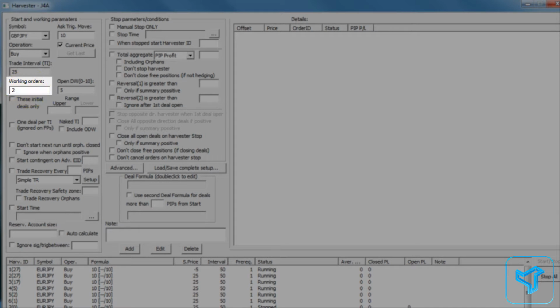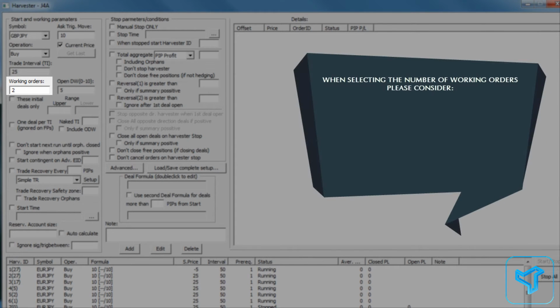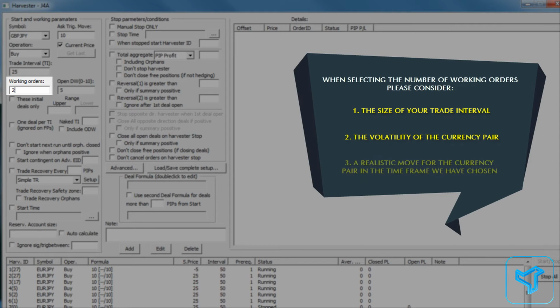Now we can tell the platform how many working orders we would like to place. Let's say 2 for this demonstration. But like all of the numbers I'm entering here, you can use whatever you like if you're developing your own strategy. As a general rule, the number of trades we select for each harvester depends on the previously set up trade interval, the volatility of the currency we're trading, and the expected move on a given time frame.